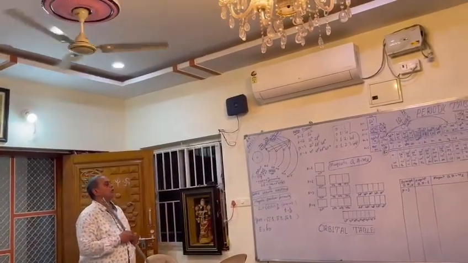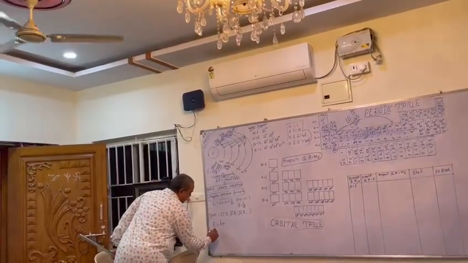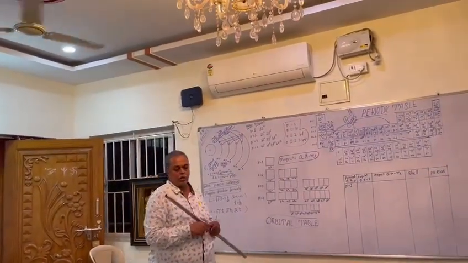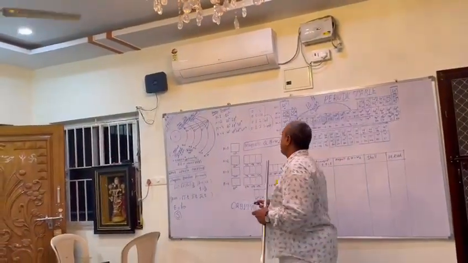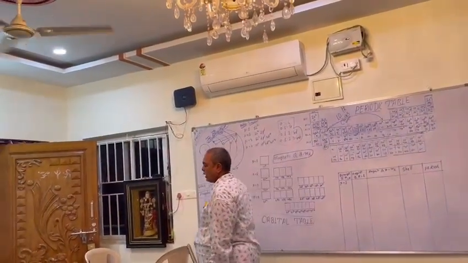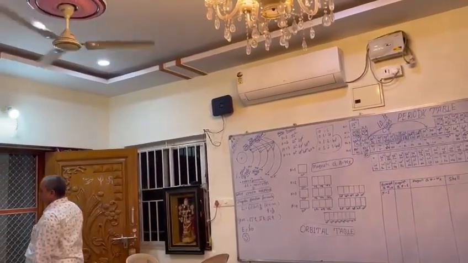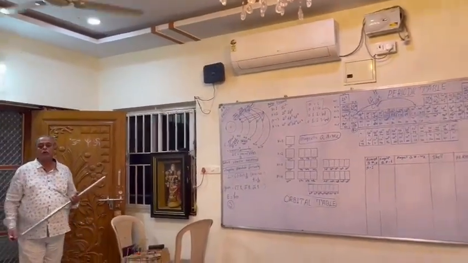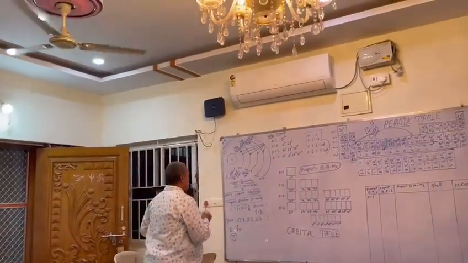Suppose write down the electronic configuration of sulfur by using the Moeller diagram. We can easily find the electronic configuration of sulfur. What is the atomic number of sulfur? 16.